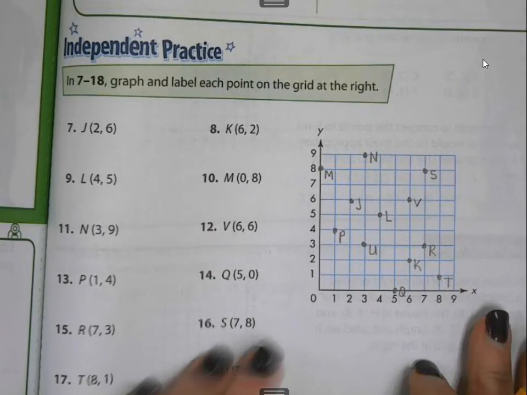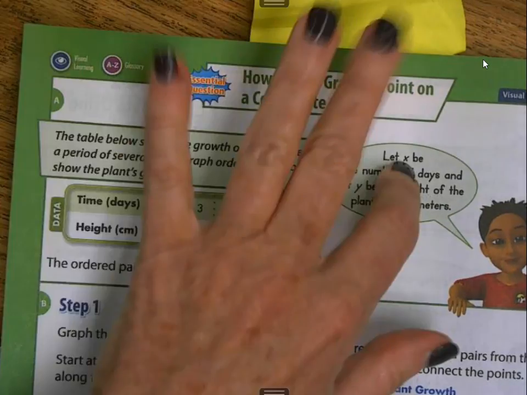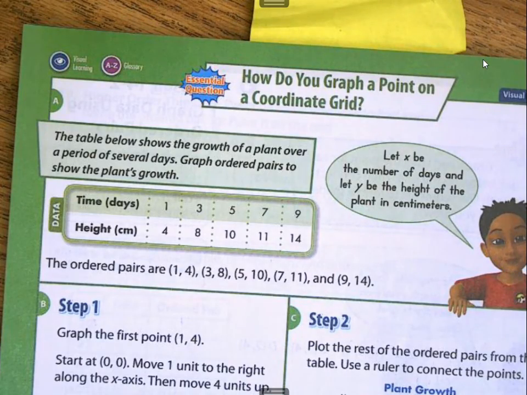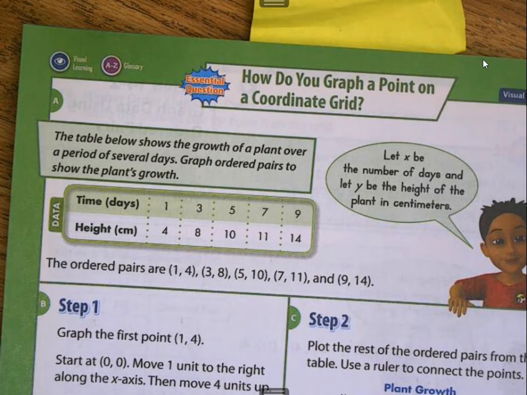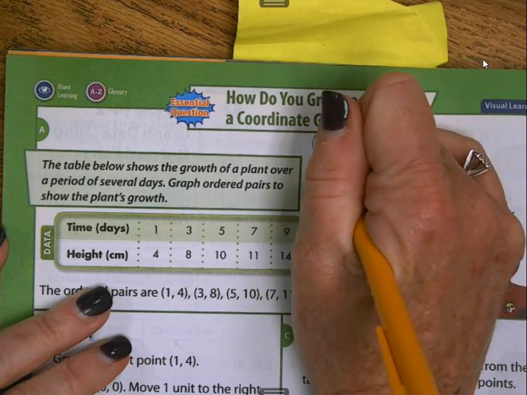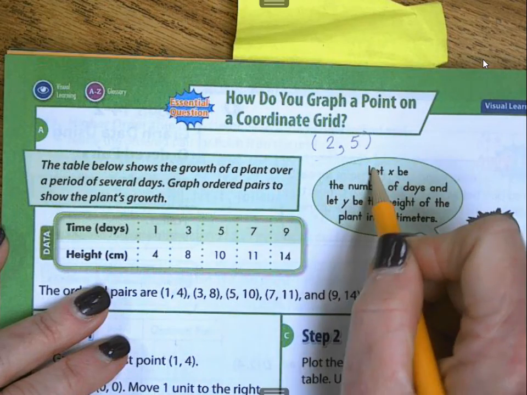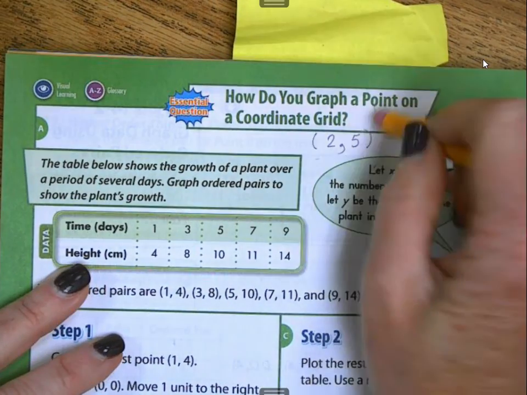All right, so the question is, how do you graph a point on a coordinate grid? I think you should be able to answer that question. We start at the origin. We move over on the x-axis the number of units that are the first number in the ordered pair, and we move up on the y-axis the number of units that are second. So if we had (2, 5), that means we'd start at the origin, move over 2 on the x-axis and up 5 on the y, draw our point and label it.